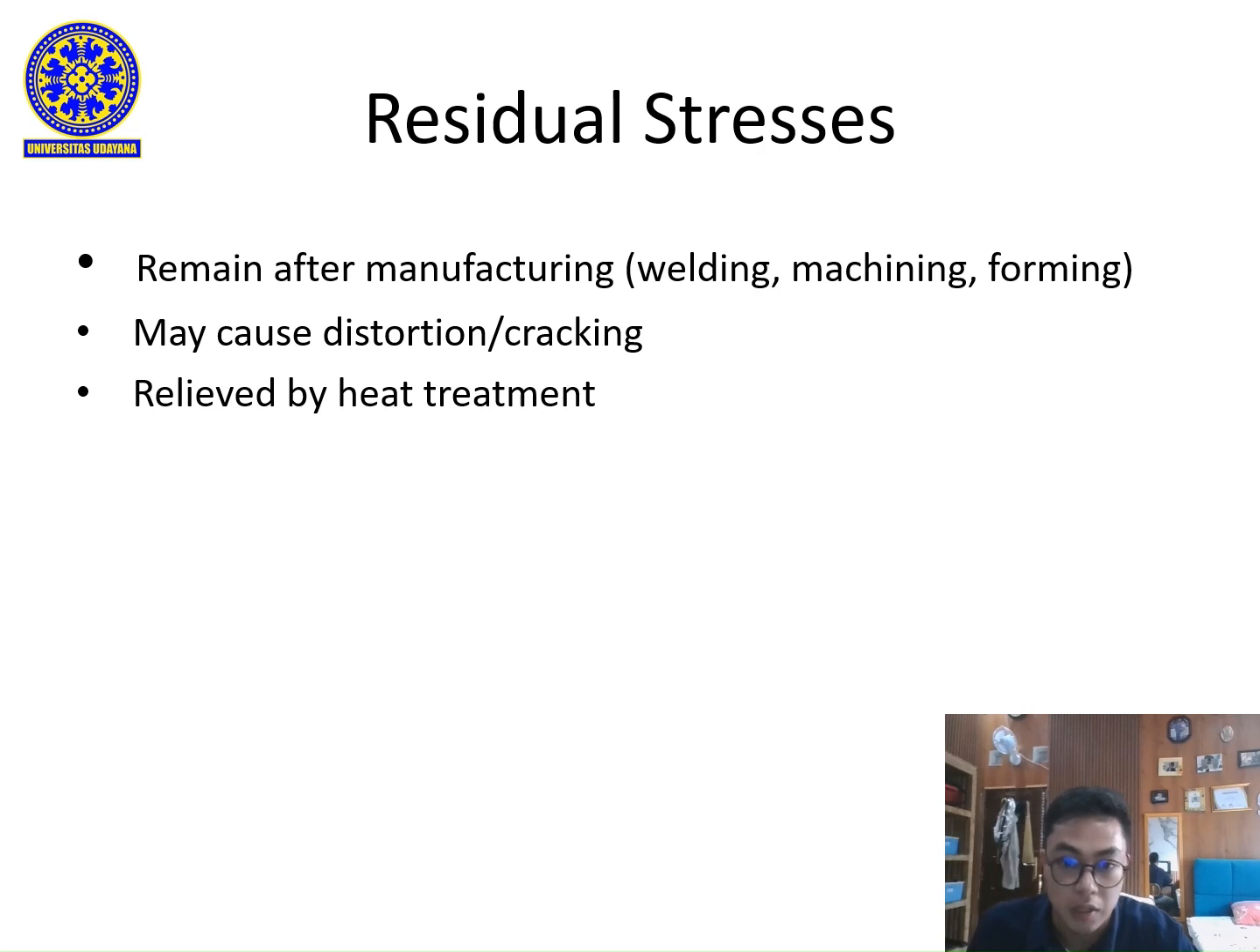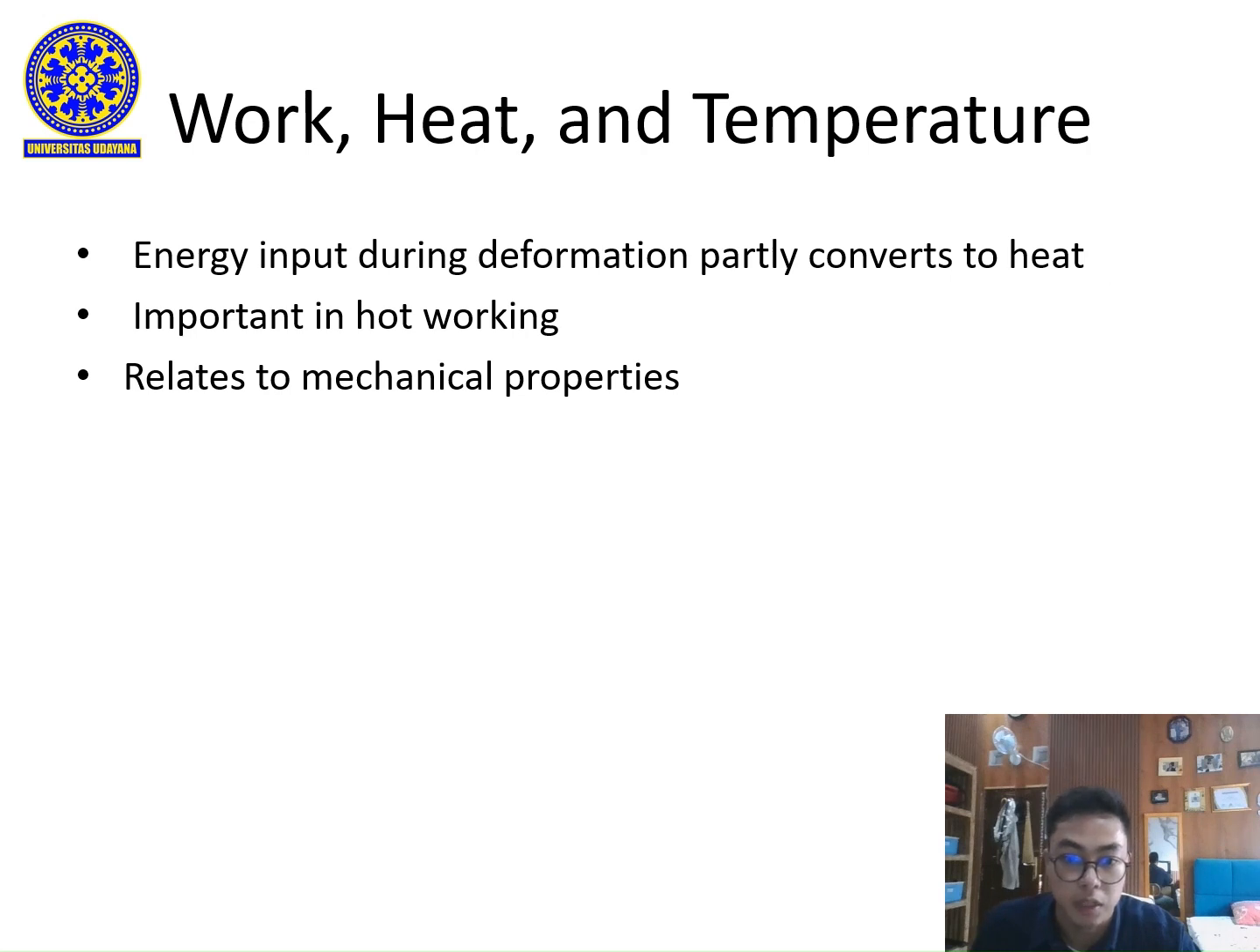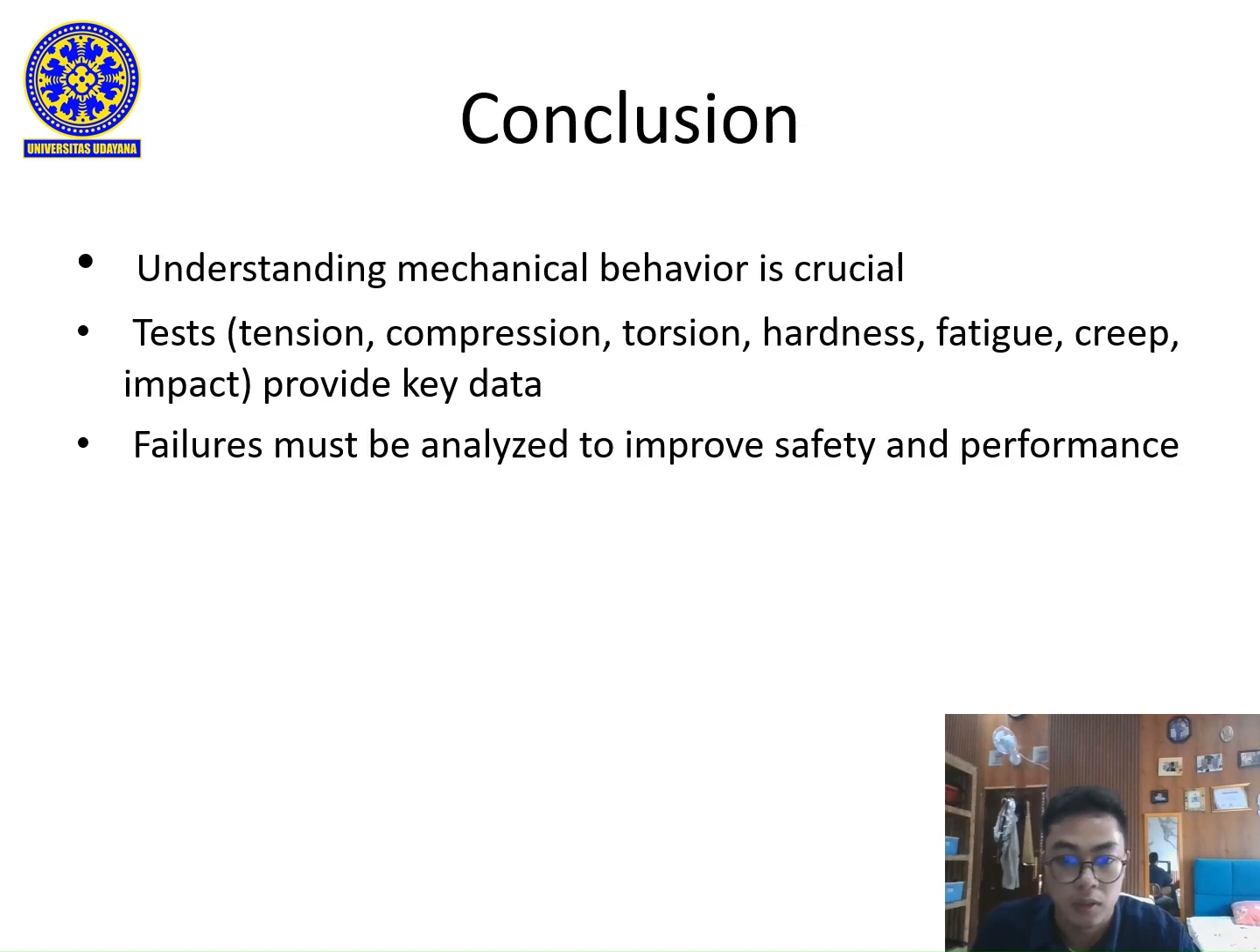Residual stresses remain in materials after manufacturing operations such as welding, machining, or forming. These stresses can cause distortion, cracking, or reduce fatigue life. Heat treatment is often used to relieve residual stresses. During deformation, mechanical work is partly converted into heat. This heat affects the properties of materials during hot working processes. Understanding the balance of work and heat is important to control manufacturing outcomes.